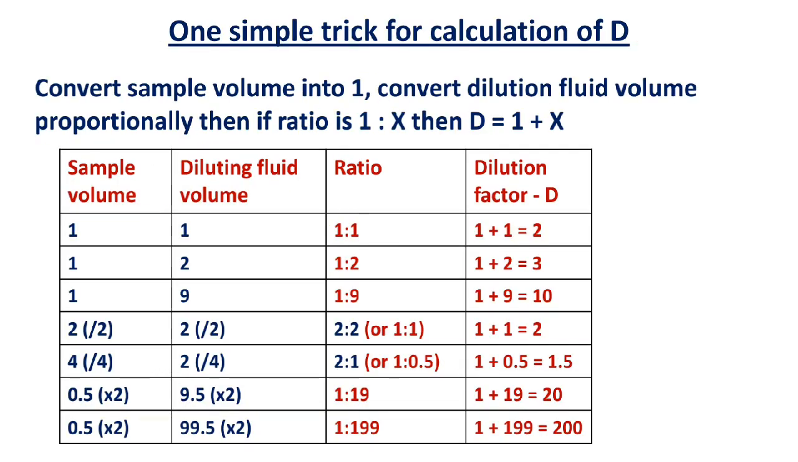There is also a simple trick for calculating the dilution factor. Just convert the sample volume into 1 and adjust the diluting fluid volume proportionally. Then if the ratio is 1 in X, D will be 1 plus X. For example, if the dilution is 1 in 1, then D is equal to 1 plus 1, which is 2. If the dilution is 4 in 2, then it will be 1 in 0.5 and D will be 1.5. For a detailed description, please pause the video and see the table.